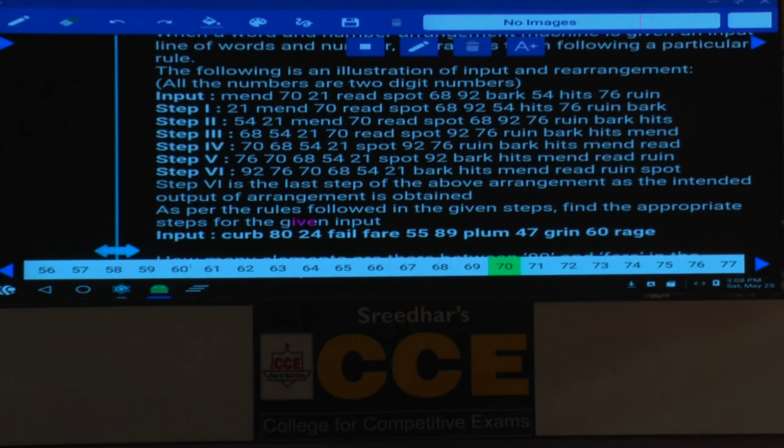How many steps are there? Only 6 steps are there. That means in each step, exactly 2 elements were arranged. Then tell me what is the final logic here. Now all the numbers are arranged in descending order: 92, 76, 70, 68, 54, 21.